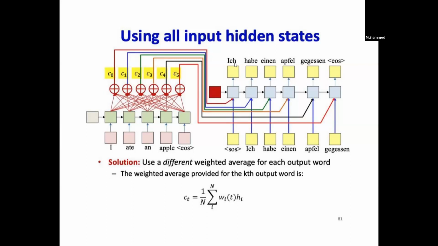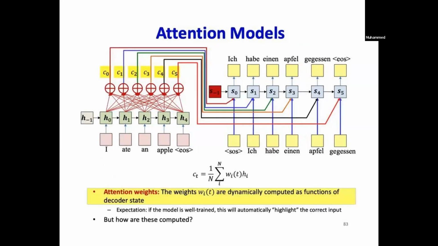So if we are going to be outputting "ich", which is time step 1, we want "ich" here to have a greater weight than "ate", "apple", and the end of sequence symbol. So this is one of the ways that we want to tackle all those problems. So how do we do this?